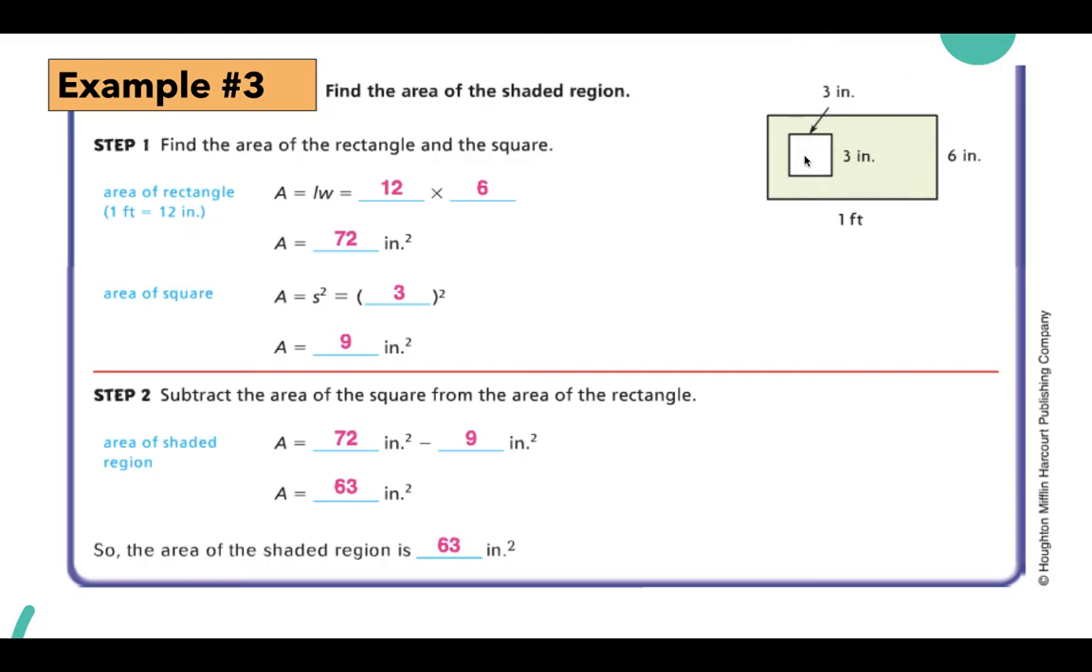But I got to take this piece out. So what's the area of this little white piece? We have to do, and it's a square because 3 inches and 3 inches, I can do one side squared. So it would be 3 to the second power, 3 squared. So 3 times 3 would be 9. So I have to do 72, take away 9. 72 minus 9 would be 63. 63 inches squared is the total area of only the part that is shaded in.